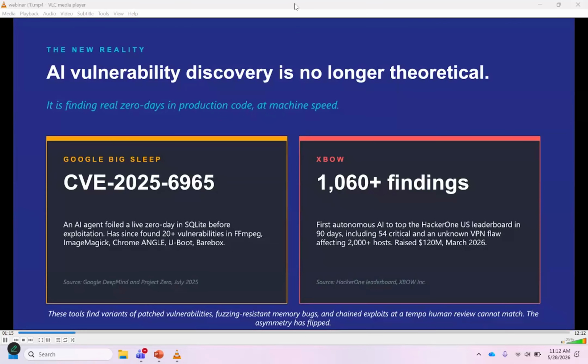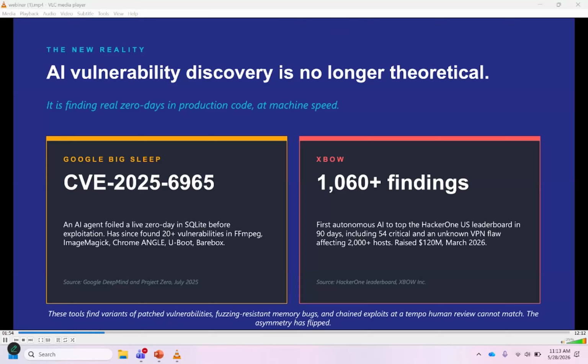The new reality. Before we get to the controls or to the mathematics, I want to ground this in evidence. AI-assisted vulnerability discovery is no longer hypothetical. It is finding real 0 days in real production code at machine speed. There are two examples on screen. On the left, Google's Big Sleep Agent, a project from DeepMind and Project Zero. In July 2025, it identified CVE ending 6965, a critical SQL flaw that Google has stated was already known to threat actors and on the verge of being exploited. Big Sleep caught it first.